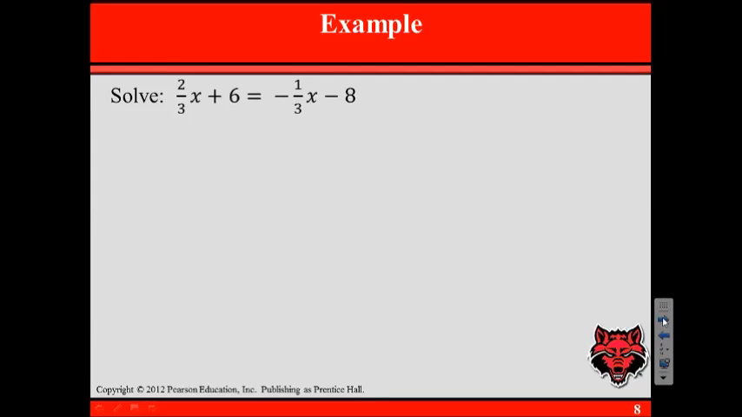Here we have another example, and in this example we have x on both sides of the equal sign and numbers on both sides of the equal sign. We have 2/3 x plus 6 equals negative 1/3 x minus 8. Just for learning's sake, I'm going to draw a vertical line through the equal sign so we can separate the left side from the right side. And now it's up to us. We need to move all of our variables to one side so that the variable can be isolated and all the numbers to the other side.